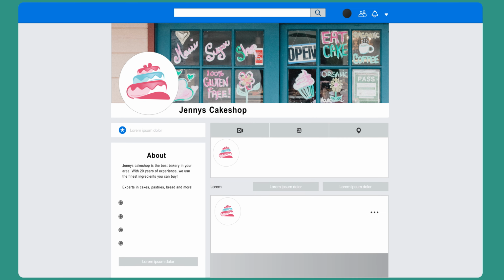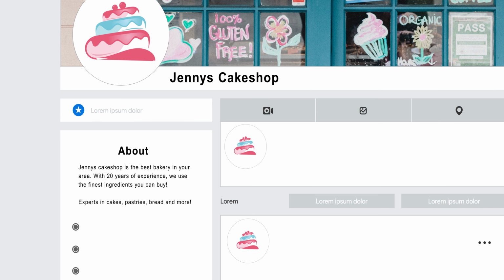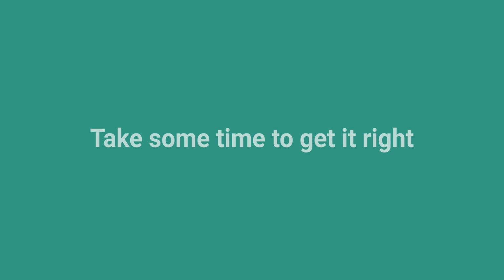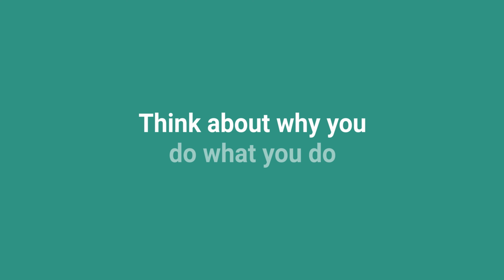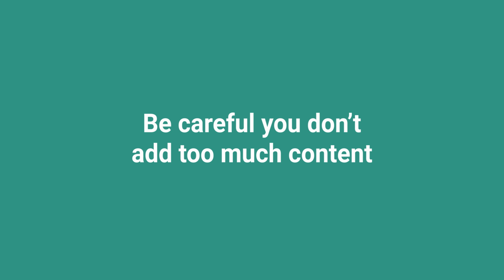Now the visuals are all sorted, it's time to move on to your bio. Every social media platform has an About section or bio that lets you tell visitors all about your business. Take some time to get it right and really summarise the passion behind your business. Think about why you do what you do as well as just what you do. But be careful you don't say too much. You don't want visitors to switch off halfway through. Plus, some channels like Twitter have a character limit on their bios.